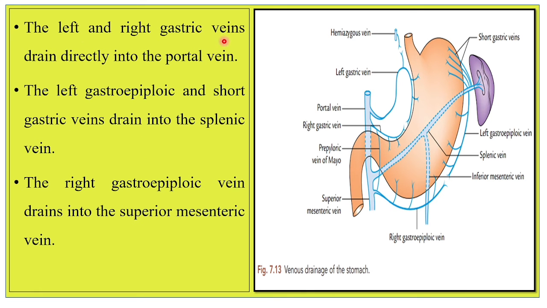The left and right gastric veins drain directly into the portal vein. The left gastroepiploic and short gastric veins drain towards the splenic vein. The right gastroepiploic vein drains towards the superior mesenteric vein.